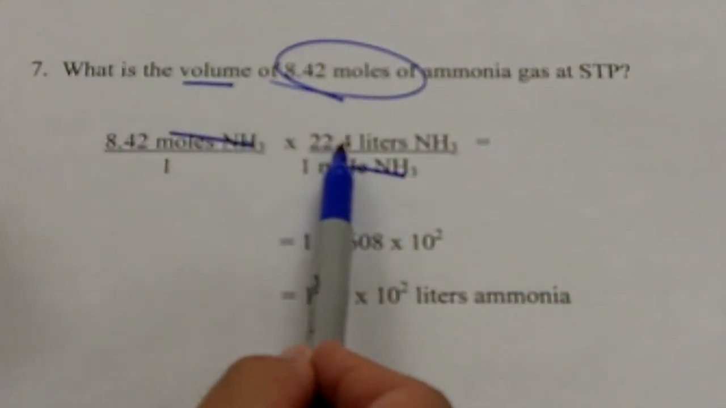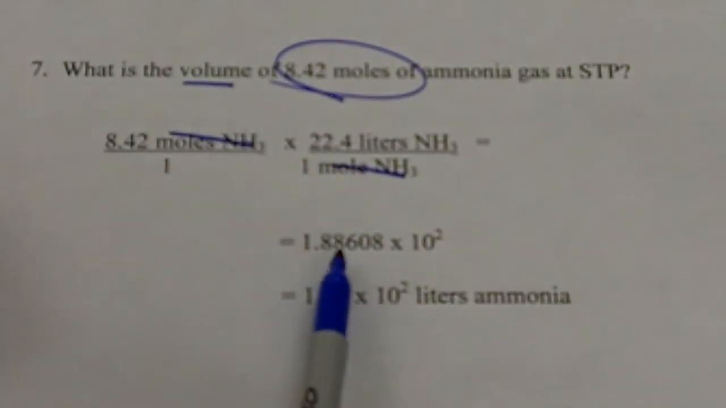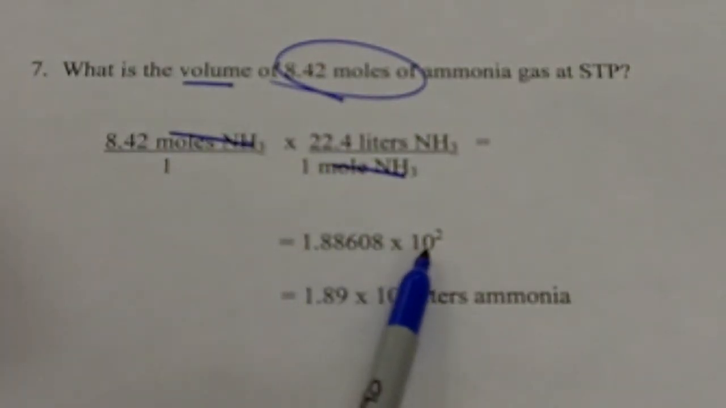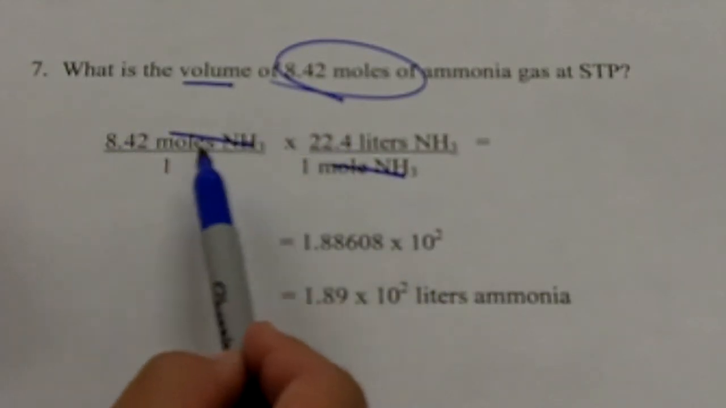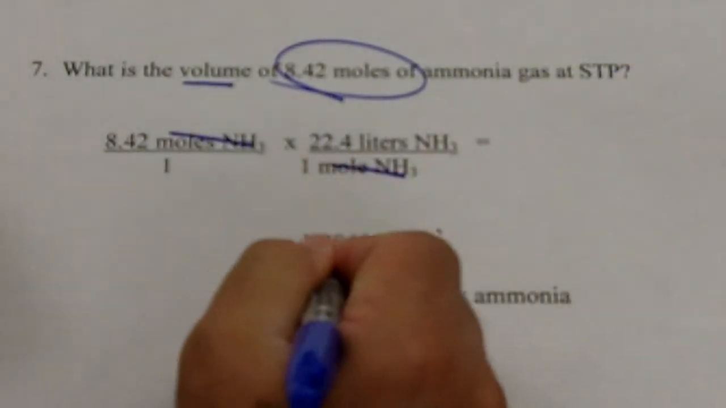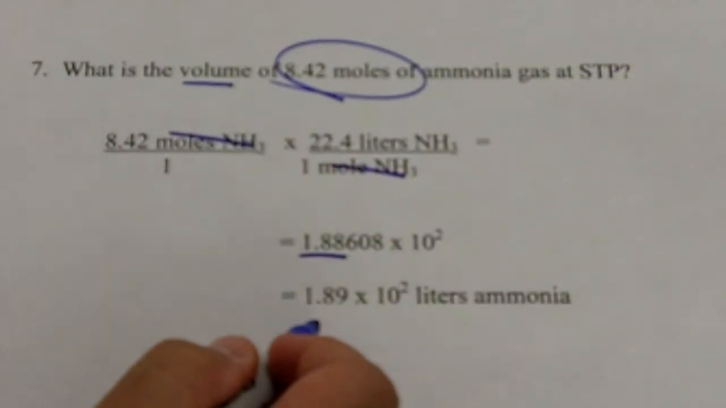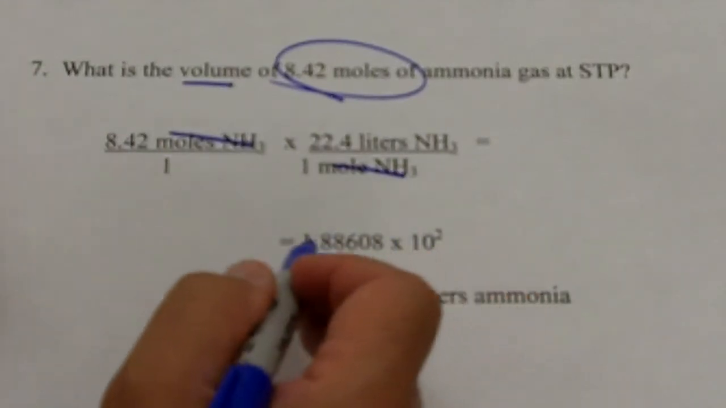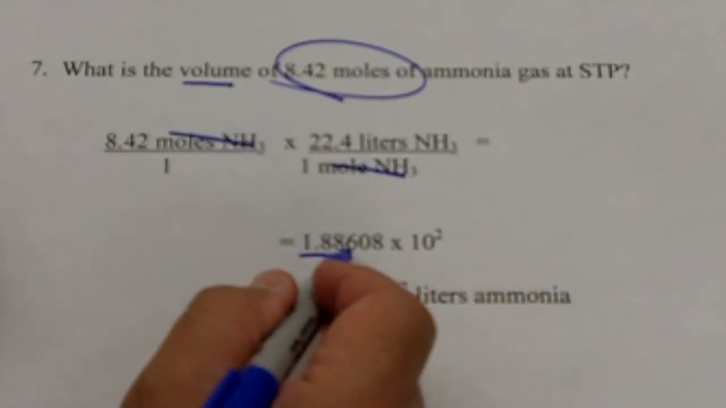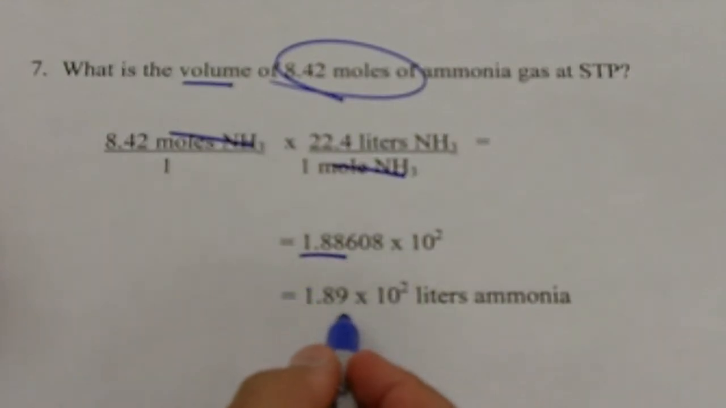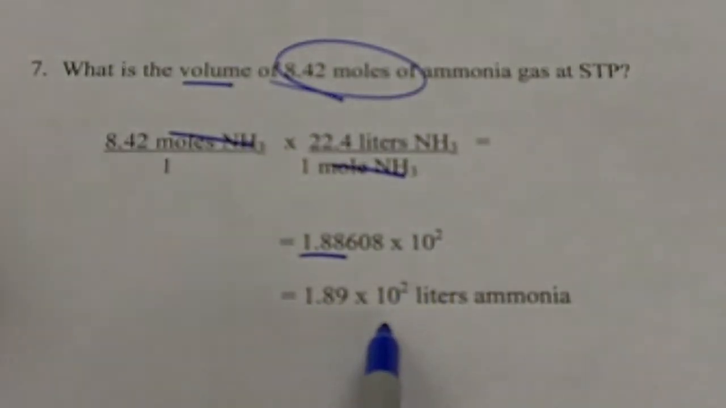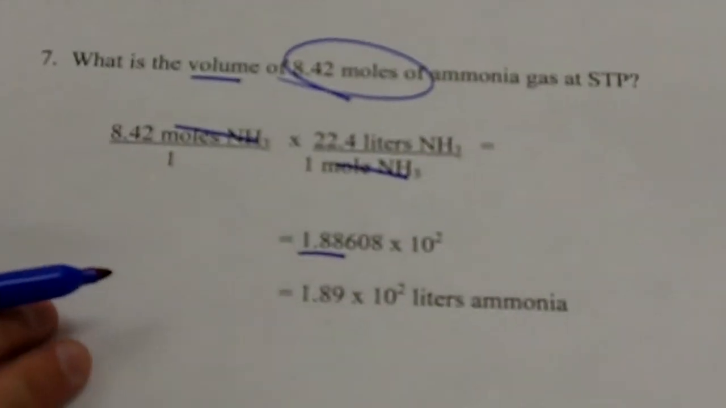8.42 times 22.4. I get this number, 1.88608 times 10 squared. 3 significant digits here, 3 significant digits here. 1 and 1 don't count. I'll take the first 3 numbers. But this 6 is 5 or bigger. It kicks this 8 up. I get 1.89 times 10 squared liters of ammonia. That's my volume. Okay? All right, that's number 7.